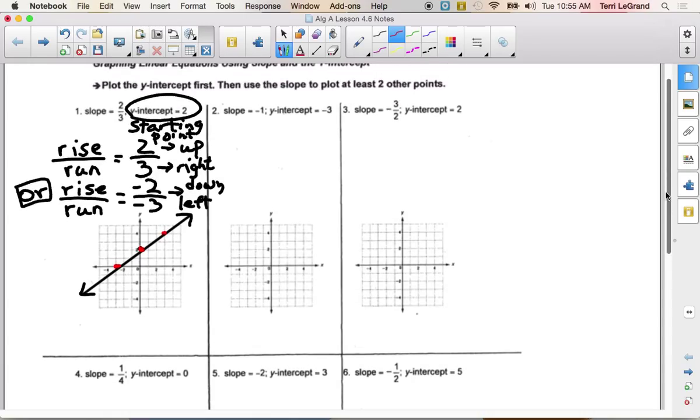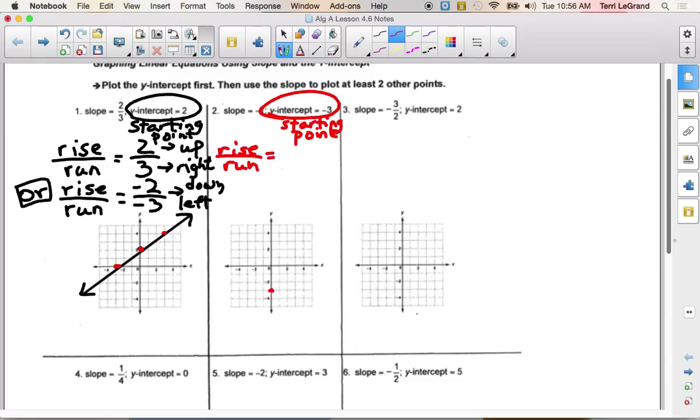Okay, so let's look at number 2. What's our starting point? -3. Would you circle that and put starting point? And then let's just go to the graph and put it on there. So we're gonna go to -3 on the y-axis and put our point, our y-intercept. And then we're gonna say, okay, I'm gonna have 2 rises over runs.